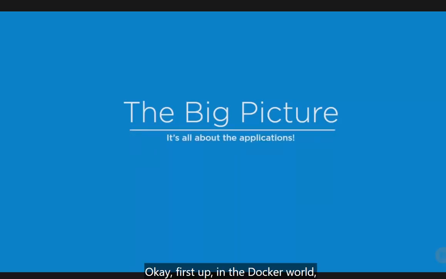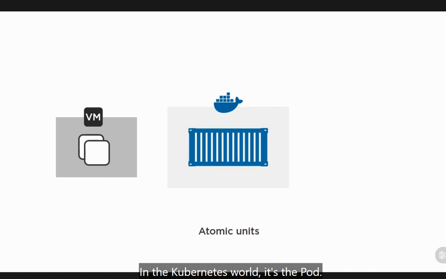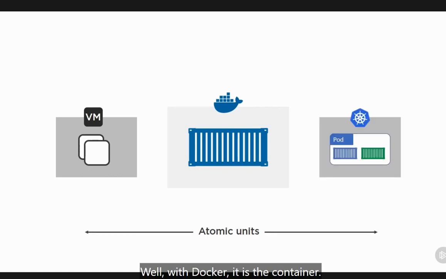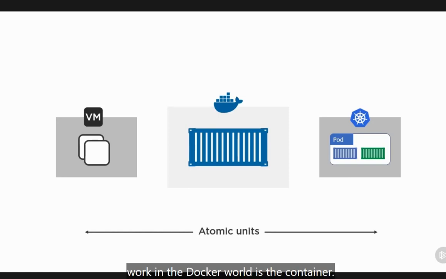Okay, first up, in the Docker world, the most atomic unit of scheduling is the container. It's the smallest unit of work we can create. So, in the virtualization world, that's the VM. In the Kubernetes world, it's the pod. Well, with Docker, it is the container. This means if we want to roll out an app on Docker, we do it as one or more containers. Sure, there's higher level objects like services and stacks and pods if you're rocking with Kubernetes on Docker. But the smallest unit of work in the Docker world is the container.